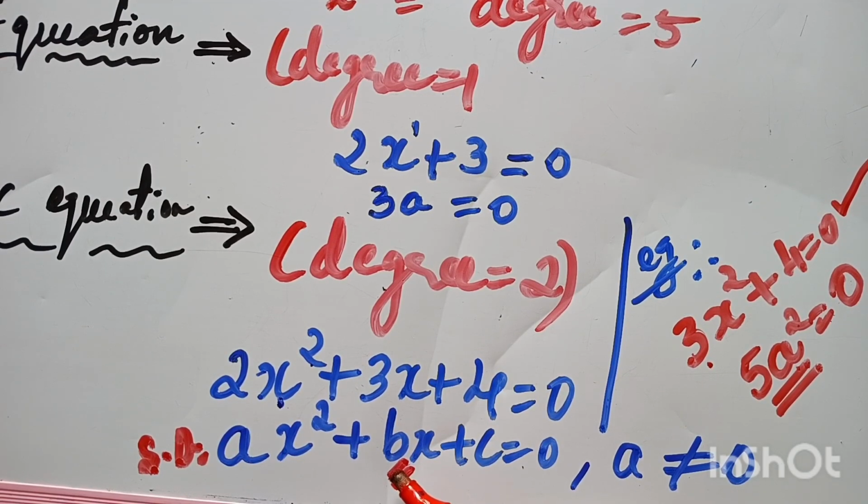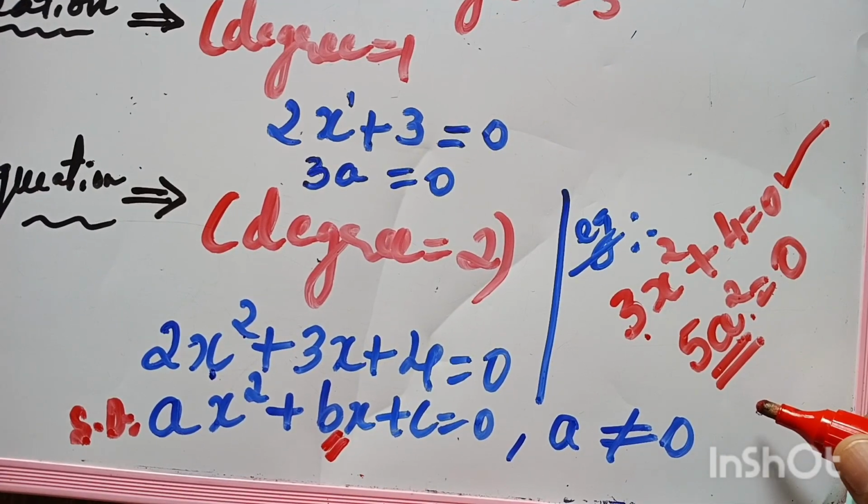Means missing. 0 means it is a missing value. b is missing here. And in the c place also we can write 0, which means c is missing. So here in ax square, b is also missing and c is also missing.